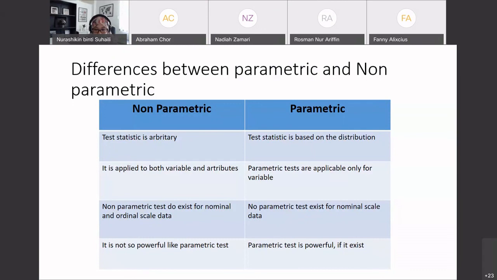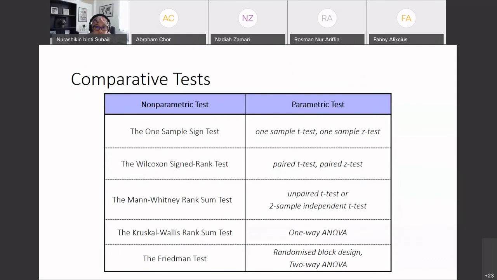A parametric test is powerful if it exists. Non-parametric tests are not as powerful, because they are for data that is not complete. What is meant by powerful here is that the result of a non-parametric test might not be as conclusive as a parametric one. So that's what I can say in comparison. So these are the comparative tests.